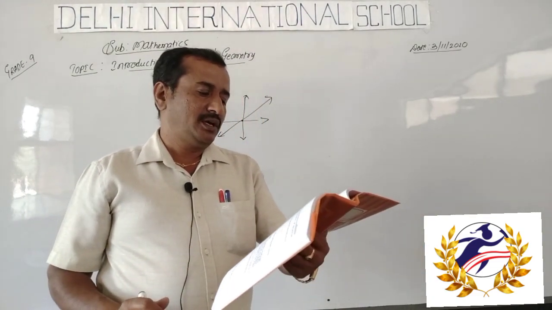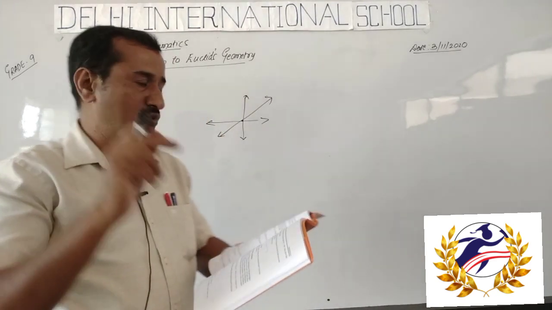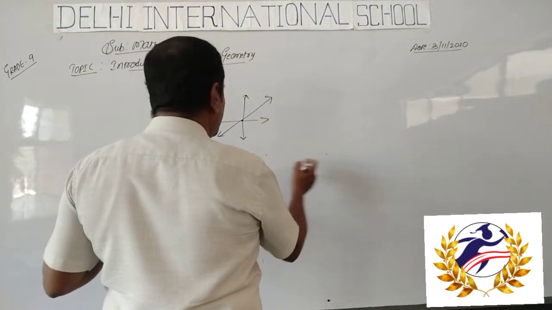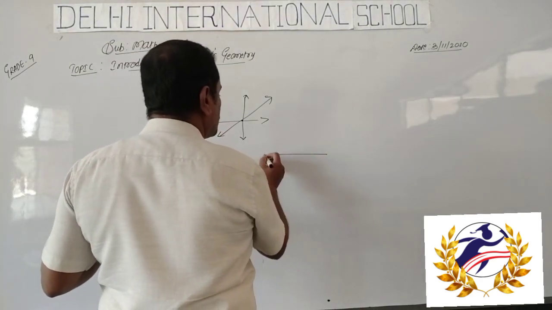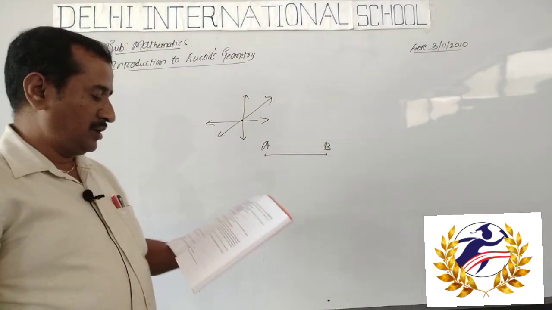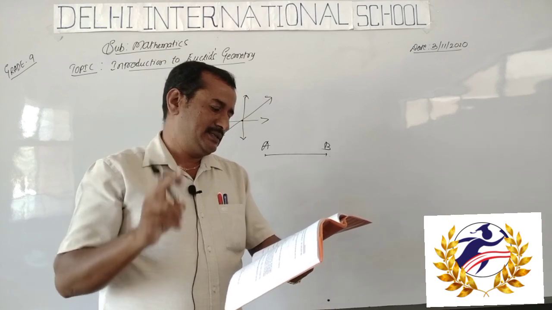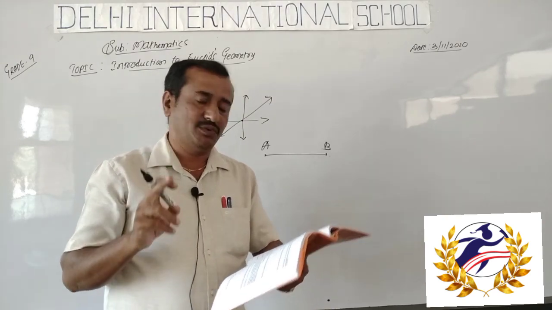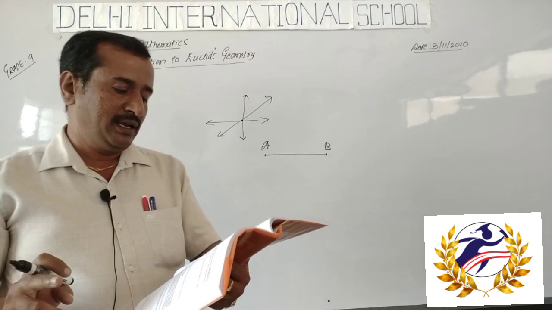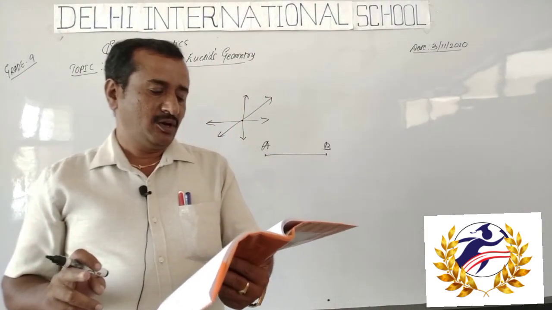Next, there are an infinite number of lines which pass through two distinct points. This is also false. Why is it? Through two distinct points, it is possible to draw only one line, not many lines. So, as a result of that, it is also false. The answer is, it is possible to draw only one line which passes through two distinct points.